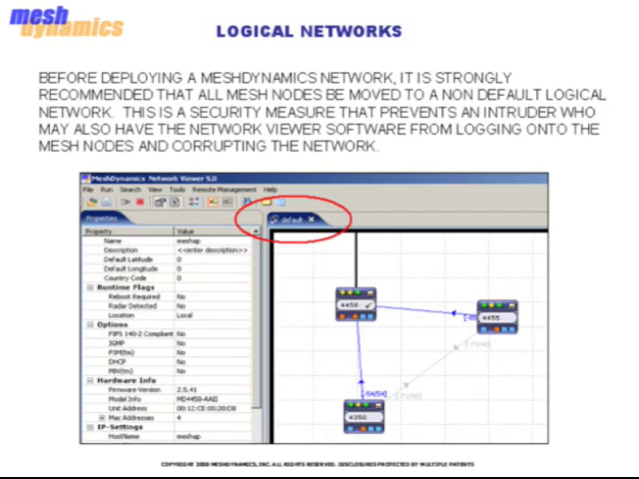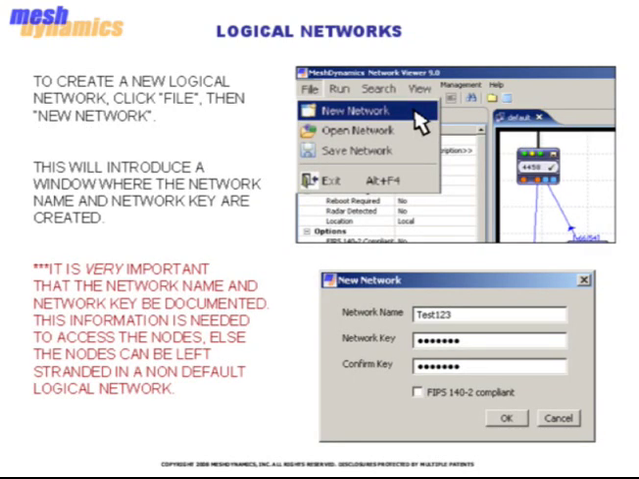Before deploying a MeshDynamics network, it is strongly recommended that all mesh nodes be moved to a non-default logical network. This is a security measure that prevents an intruder who may also have the network viewer software from logging on to the mesh nodes and corrupting the network. To create a new logical network, click File, then New Network. This will introduce a window where the network name and network key are created. It is very important that the network name and network key be documented. This information is needed to access the nodes, else the nodes can be left stranded in a non-default logical network.